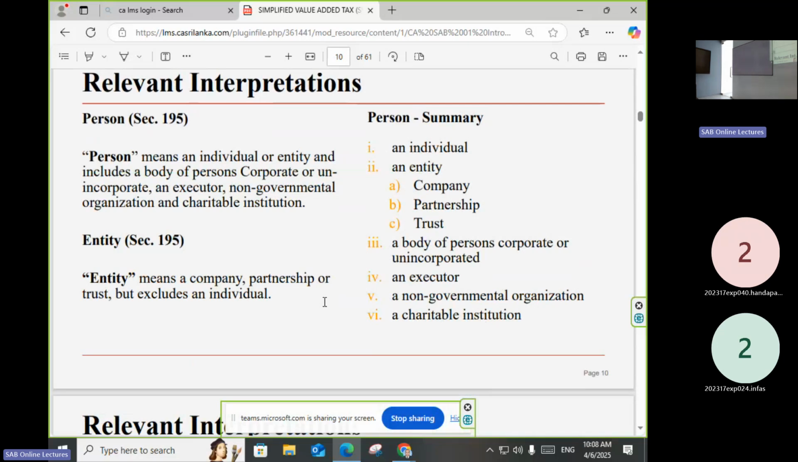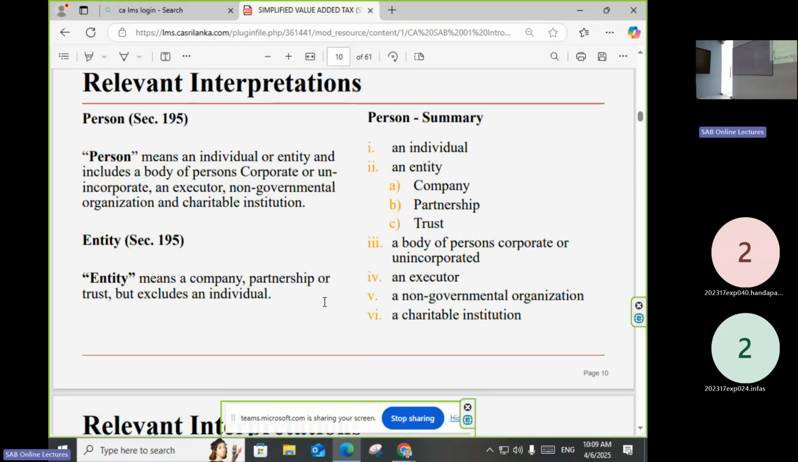So what is an individual? Individual means a natural person, or entity. Entity, and includes a body of persons, corporate or unincorporated, an executor, a non-governmental organization, and a charitable institution.